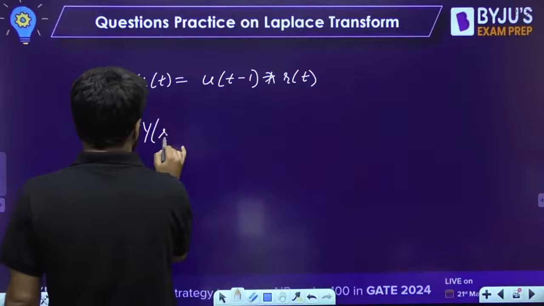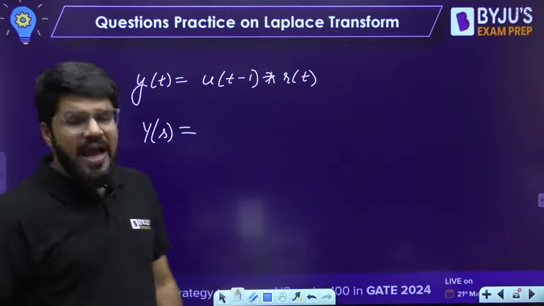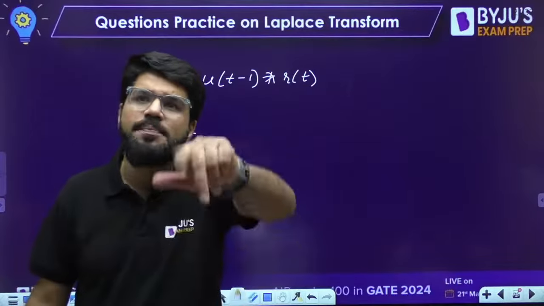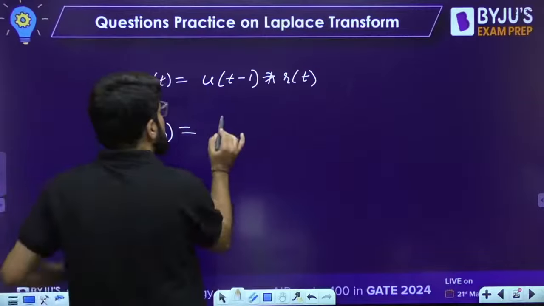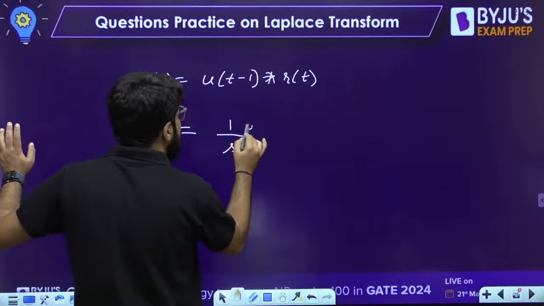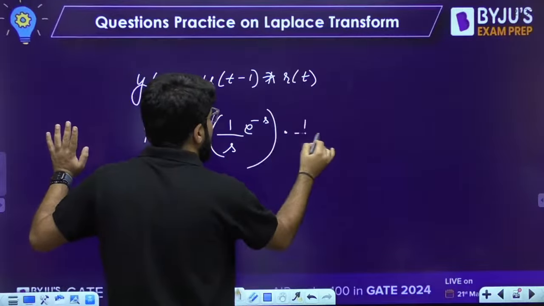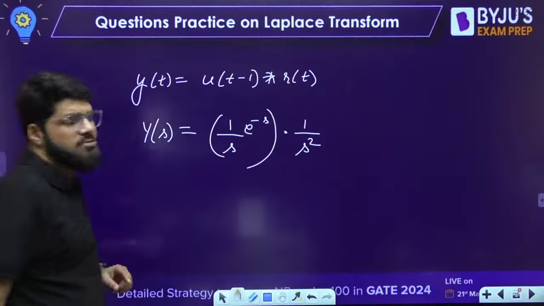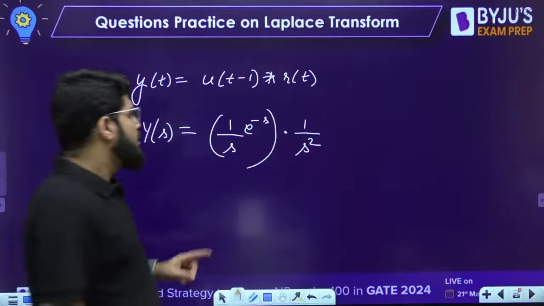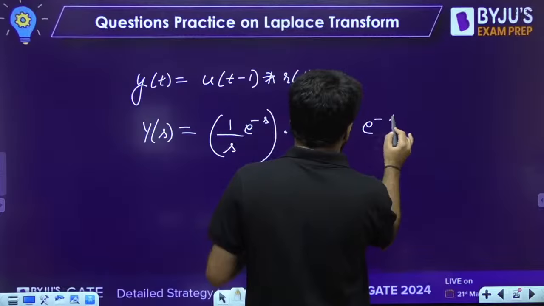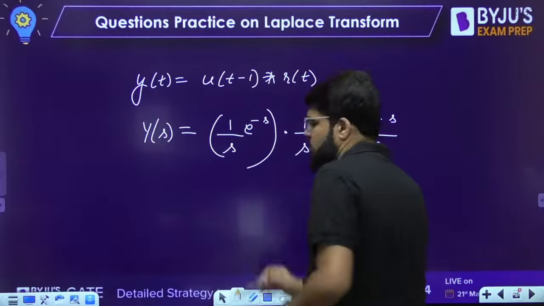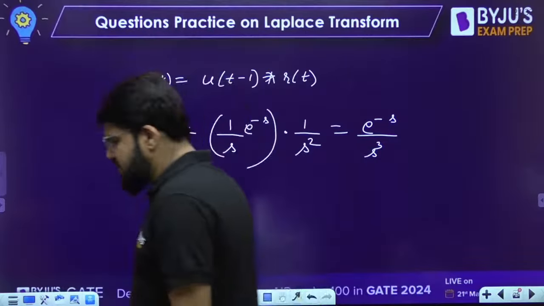So let's take Y(s) now. Let's directly take the Laplace transform, since convolution in time corresponds to multiplication in Laplace. u(t) has the Laplace transform 1 by s. Applying the time shift property, I get e to the power minus s, multiplied by r(t), which has the Laplace transform 1 by s square. So overall it is e to the power minus s divided by s cube.